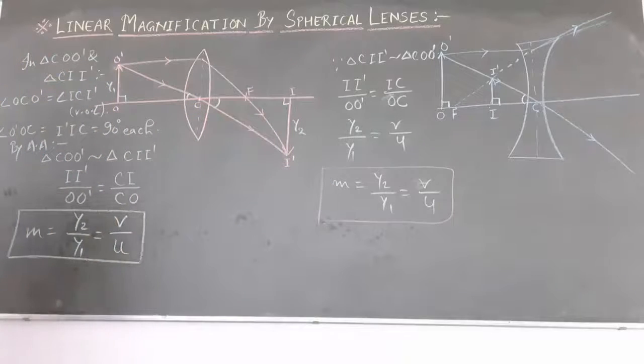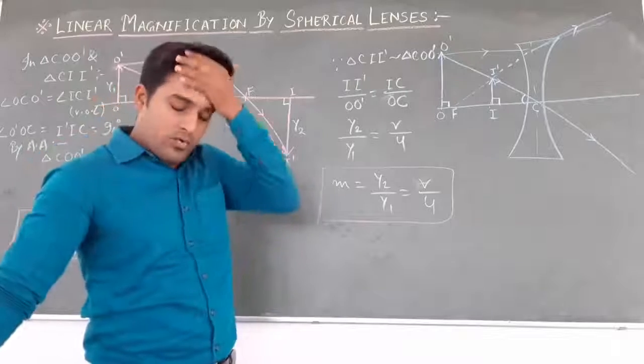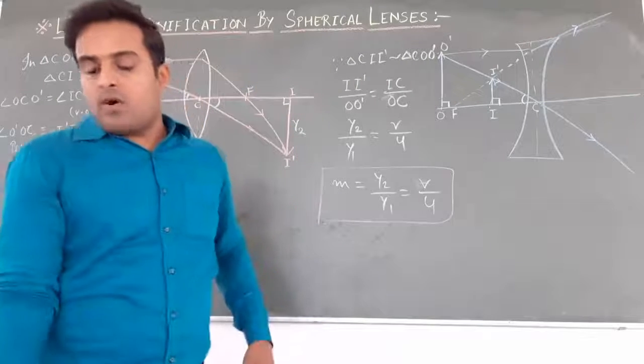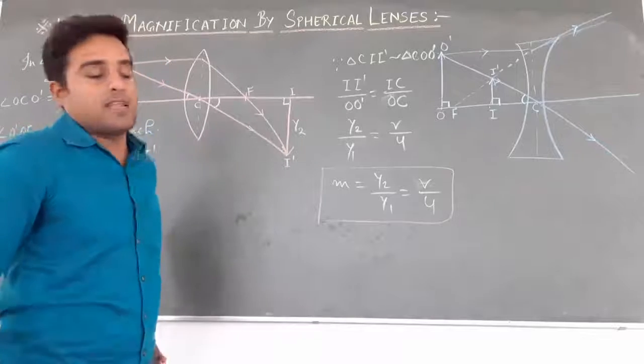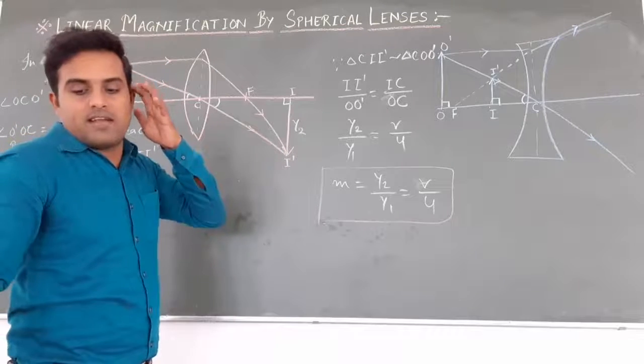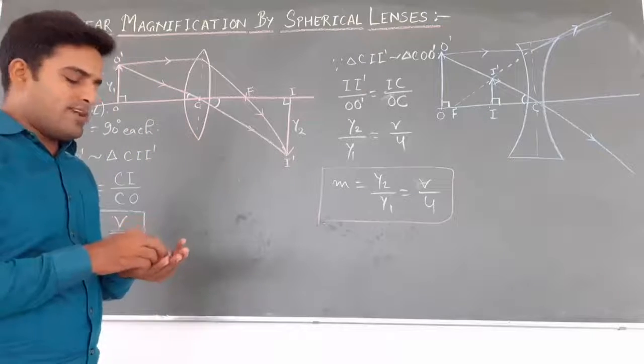Now this is the linear magnification, and the formula of linear magnification is M equal to Y2 by Y1 equal to V upon U. Now one more formula of magnification, another formula of magnification, we can prove, and this we can derive with the help of the lens formula. How will we derive it with the help of the lens formula?